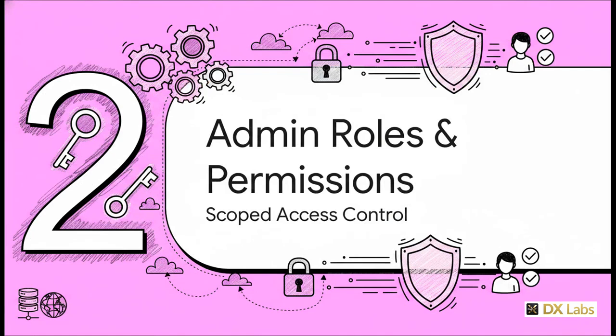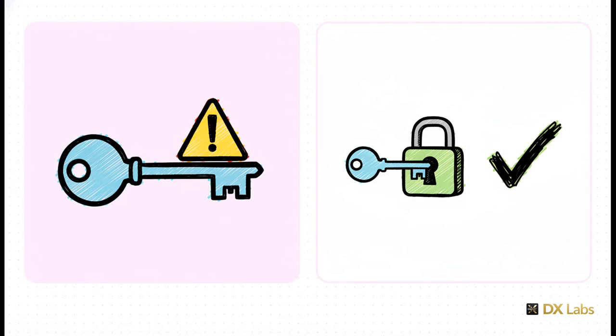Section 2. Admin roles and permissions. Let's dive into scoped access control. Imagine giving every single employee in your office building a master key, a key that opens absolutely every door. The server room, the financial records office, the CEO's suite. You would literally never do that, right? You'd give them keys only to the specific rooms they actually need to do their jobs.